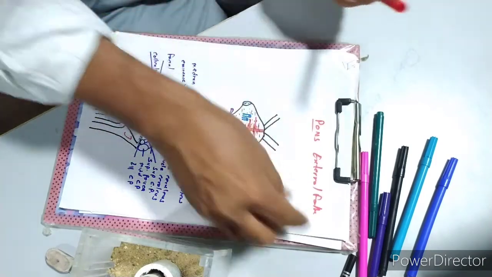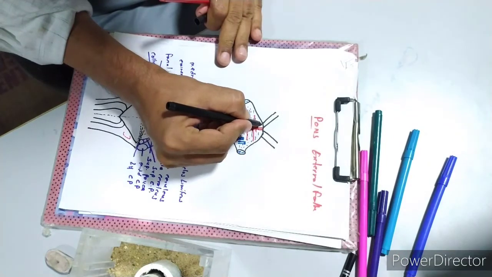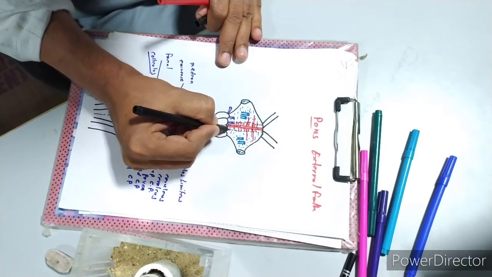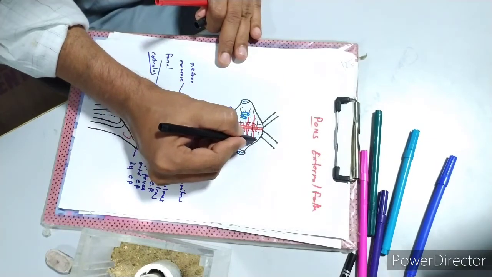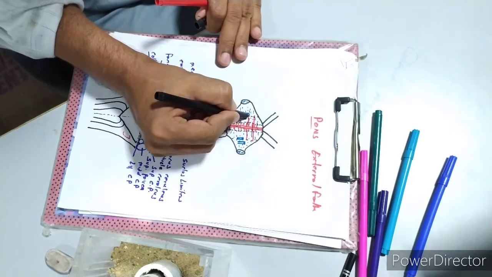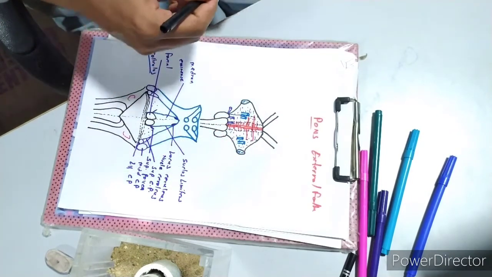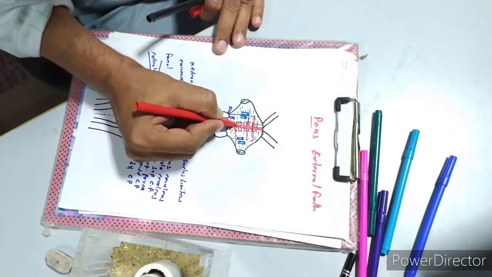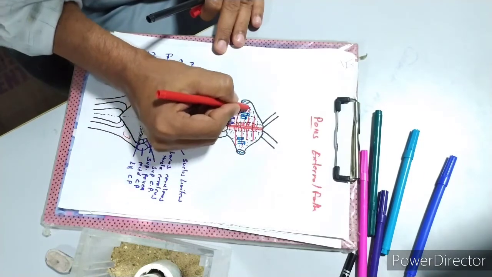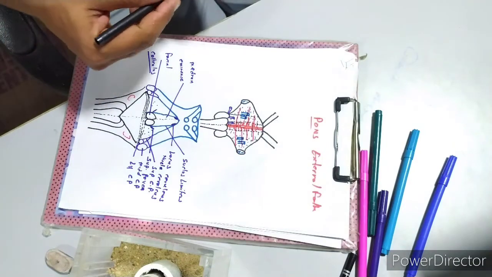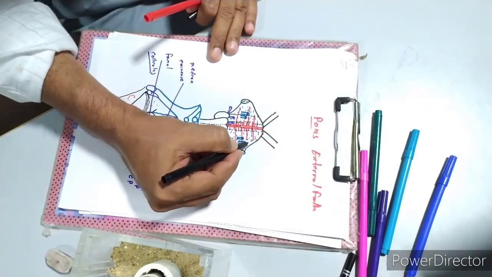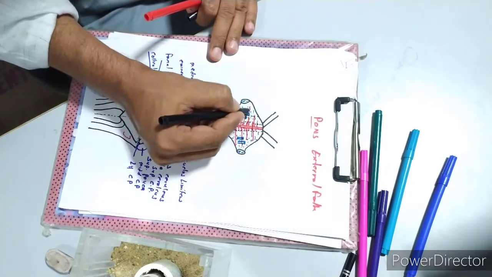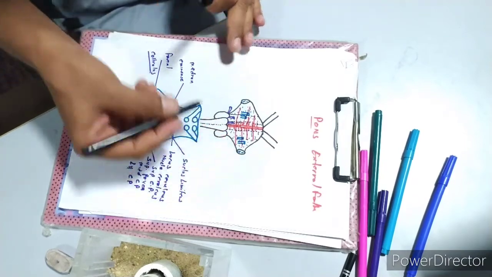Suppose this is the paramedian part. It is supplied by the paramedian branches, and this is the anterolateral part, supplied by the short circumferential branches. Then there are the long circumferential branches. These long circumferential branches supply this posterolateral part, along the cerebellar peduncle. So these are the posterolateral part, and the most posterior part.